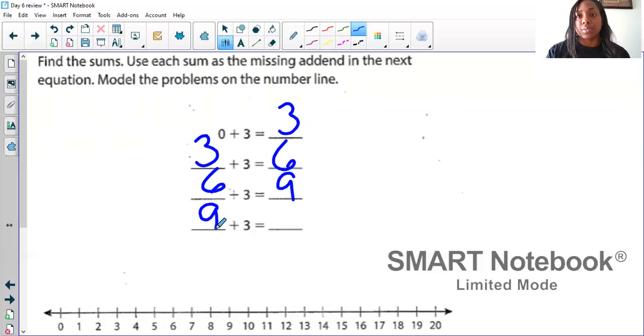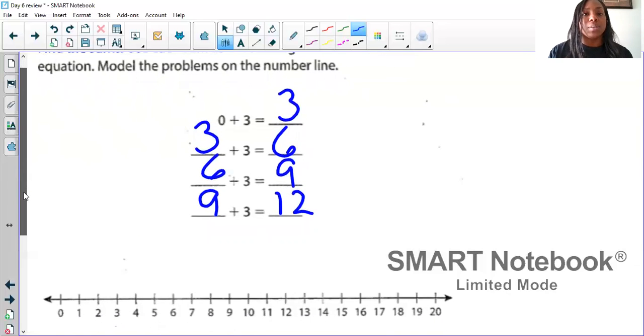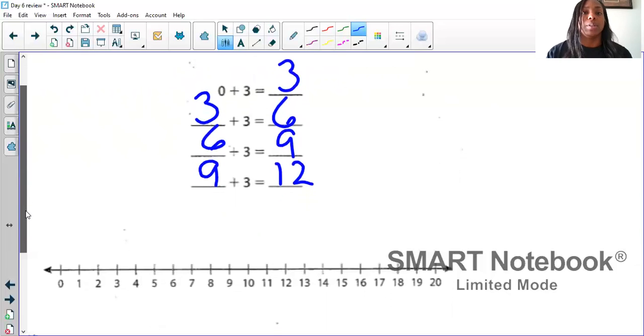So what's 9 plus 3? Man, you guys are really good at this. 9 plus 3 equals 12. Awesome. So now what we're going to do is model the problem on the number line like it asked me to do earlier.